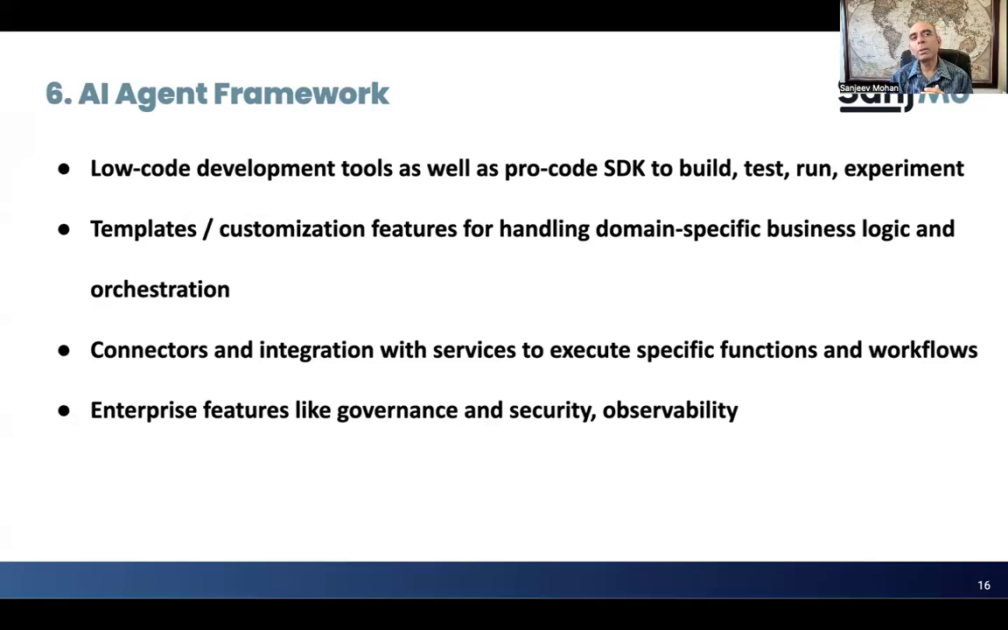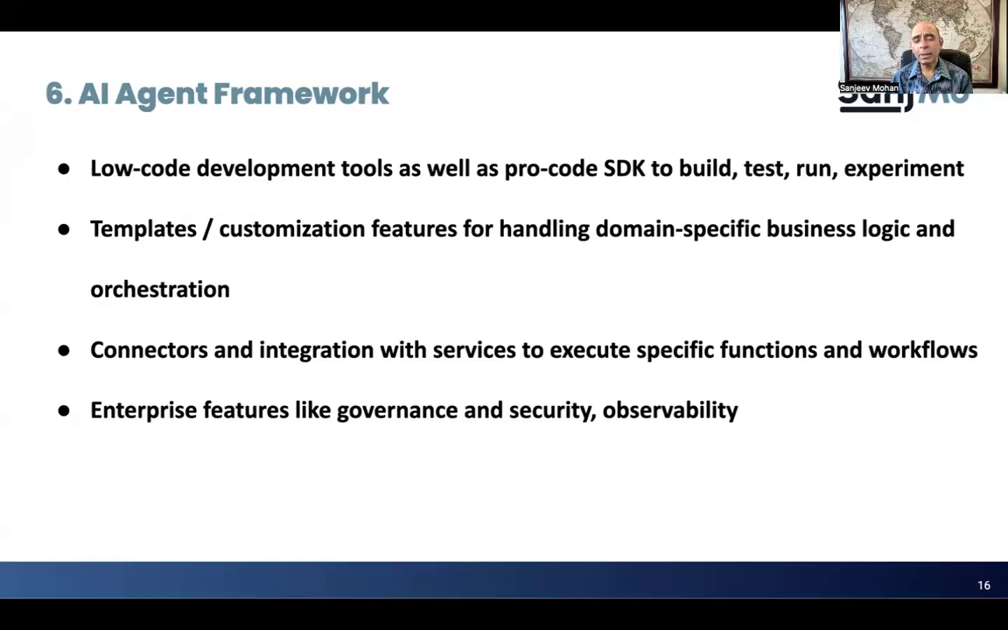It may even have a pro-code SDK where you can write your program. But the idea is that inside this framework, I can do experimentation, I can do my testing, I can use different models before I put anything into production, do some verifications, and then I can put it into production. To make things easy for me, I may have a set of templates. Maybe those templates are for my particular domain. I have the ability to customize things, call external functions, like some of the things that we've talked about, like an image model, because it has connectors, it has integrations.